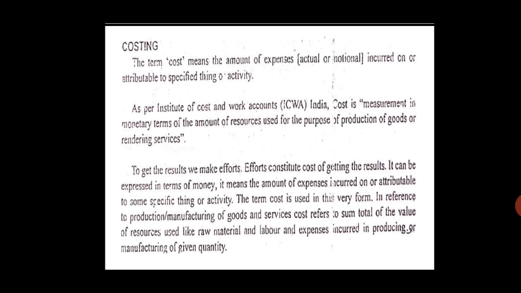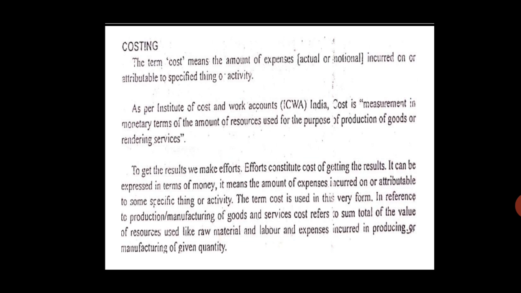To get the results, we make efforts. Efforts constitute cost of getting the results. It can be expressed in terms of money. It means the amount of expenses incurred on or attributable to some specific thing or activity. The term cost is used in this very form. In reference to production or manufacturing of goods and services, cost refers to sum total of the value of resources used like raw material and labor and expenses incurred in producing or manufacturing of given activity.